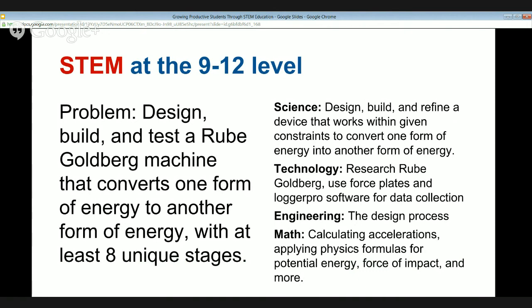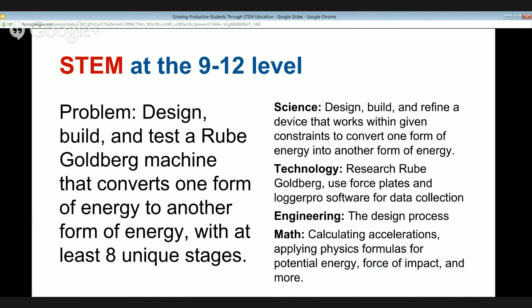Give them a dollar constraint. And then for the technology, if you have them actually doing the energy conversions, they can start using some of the Logger Pro software. They can use force plates to see the energy that is lost if, say, they have a ball rolling down through this, once it impacts. You're looking at the design process again, and I would make the students draw and label diagrams here to actually show you the engineering design process.